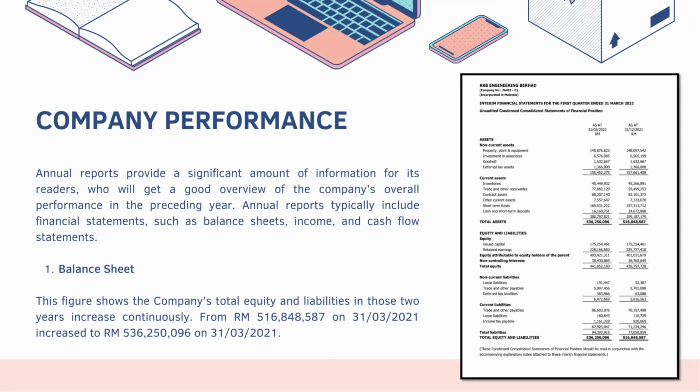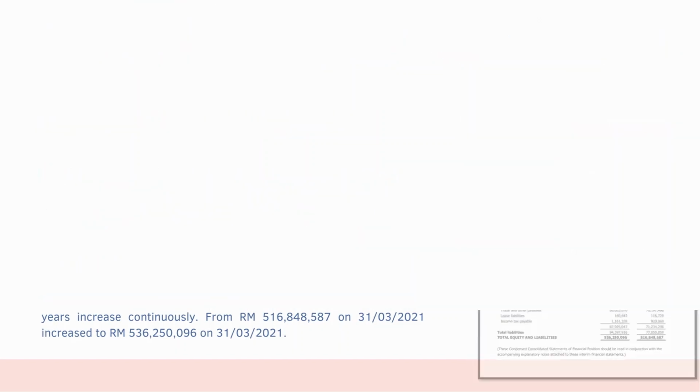Annual reports provide a significant amount of information for their readers, who will get a good overview of the company's overall performance in the preceding year. Also, annual reports typically include financial statements, such as balance sheets, income, and cash flow statements. Firstly, the figure of the balance sheet shows that the company's total equity and liabilities in those 2 years increase continuously.